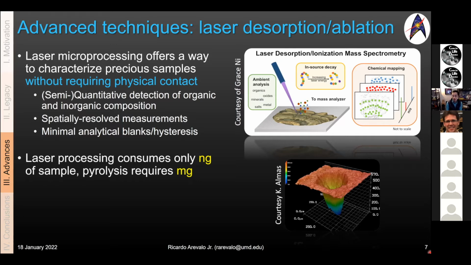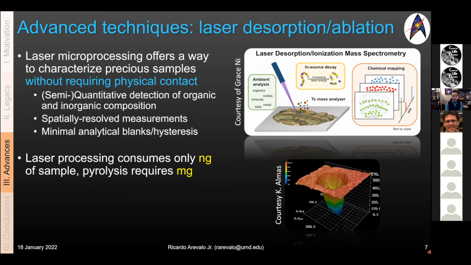So for example, pyrolysis, when SAM pyrolyzes a sample, it's typically tens of milligrams. Whereas a laser, every single laser shot, at least with our instrument, gives you a full mass spectrum, and each laser shot only removes a nanogram of material.